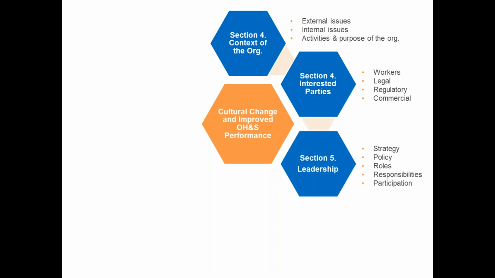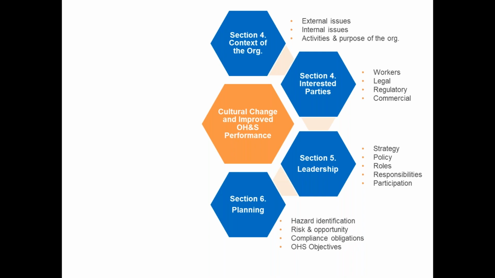We then consider in section 5 the strategy, the policy, the roles and responsibilities, and the participation and engagement of workers within those activities of the management system. Section 6 is the planning section where we look at hazard identification, the risks and opportunities which may have been identified as a potential in the context. So when you're looking at external and internal issues, there may be risks and opportunities identified there that you may need to then action and consider within section 6. Your compliance obligations and your OHS system objectives.